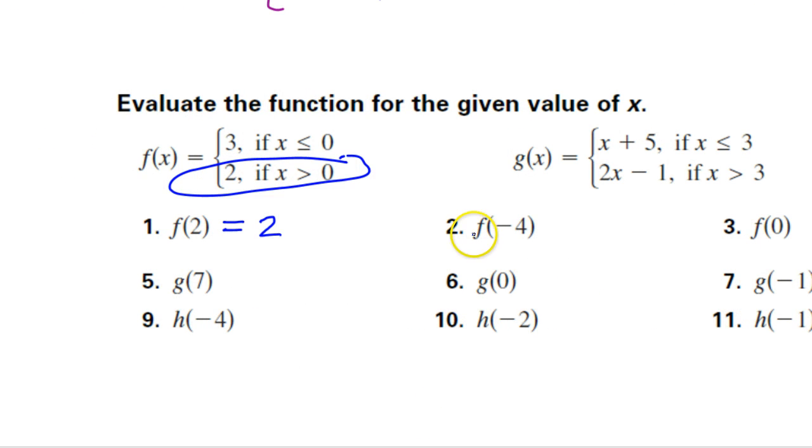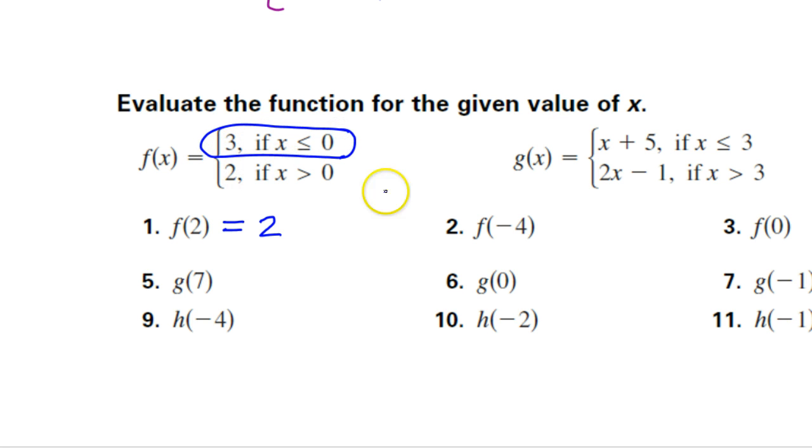Problem number 2 also refers to function f. So let's stay with it. -4, is that less than or equal to 0? Why, yes it is. -4 is less than 0. So that tells us that we're going to use the top piece of the function. And since it's just a constant, the answer will simply be 3. All right?